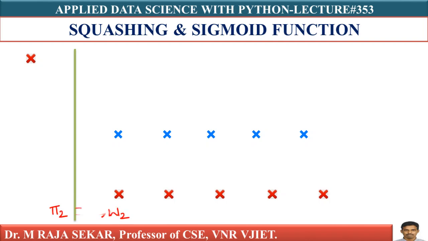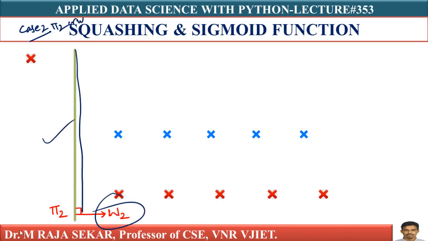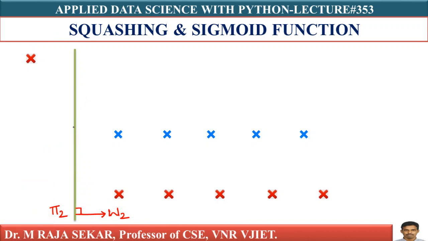Let me say I have 5 positive points and 5 negative points. Now this is pi 2. Earlier was case 1, this is case 2. This is pi 2 with normal W2. Let me consider this particular plane.